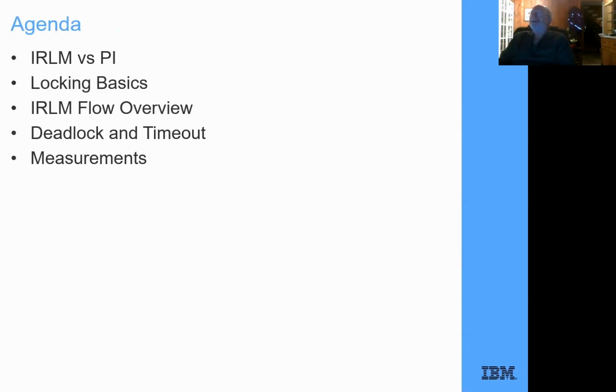So what we'll talk about is IRLM versus PI differences, basics of locking, and then from an IRLM point of view, the flow overview for requesting and releasing locks and making requests. We'll talk about deadlock and timeout with IRLM, and then we'll talk a little bit about measurement and metrics for locking.